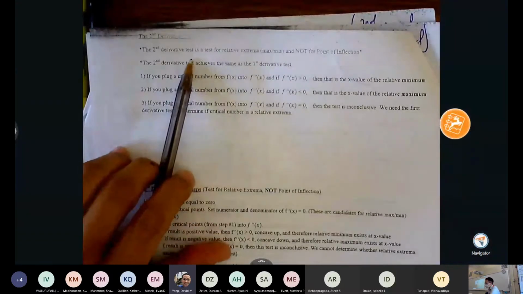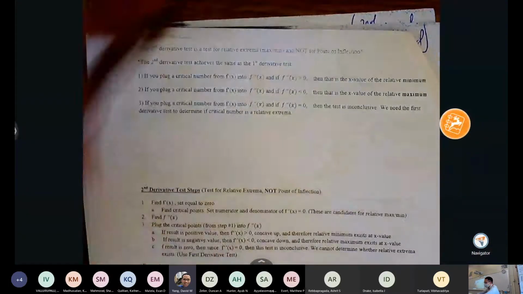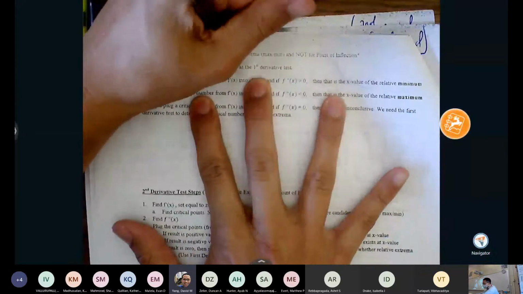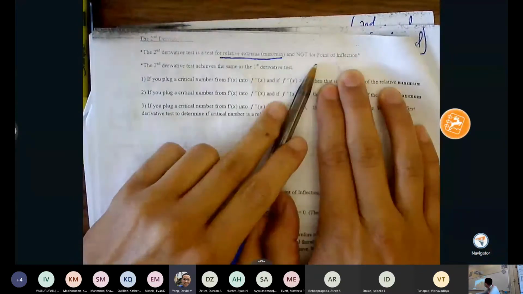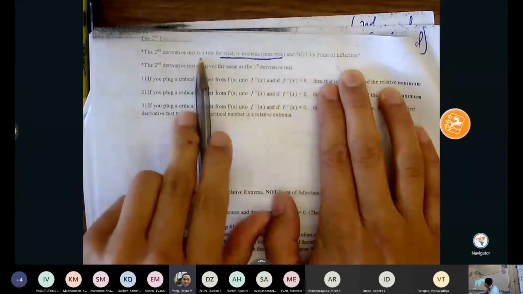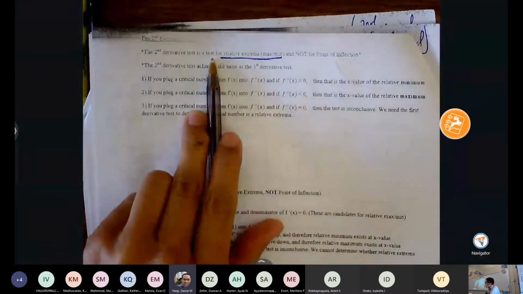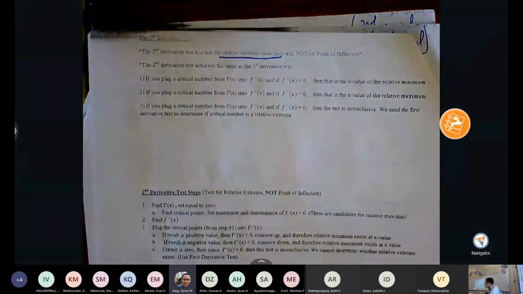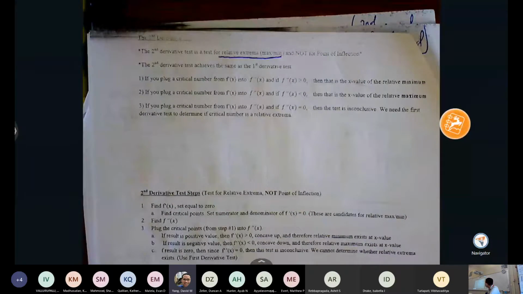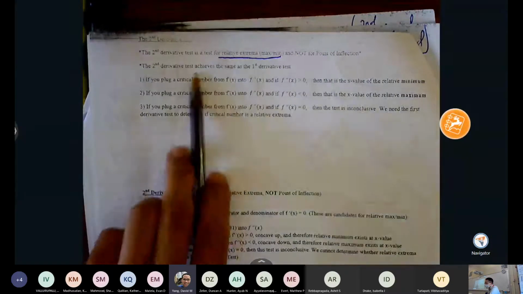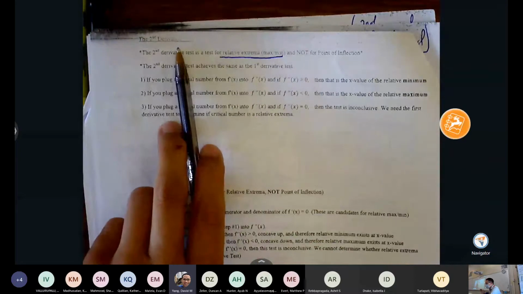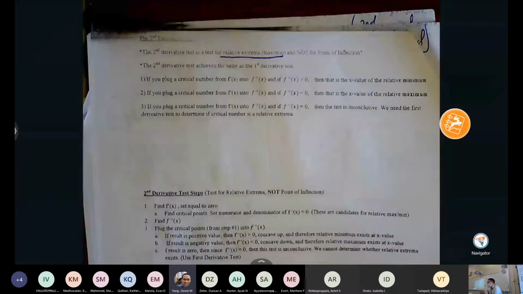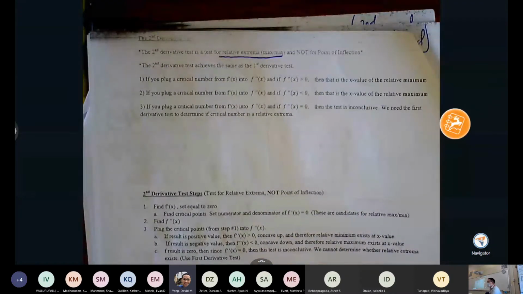So the second derivative test finds relative max and relative min. Okay. Does not find the point of inflection. So it actually does the same thing as the first derivative test, but just through a different method. Okay, achieves the same as first derivative test. Both the first and the second derivative tests are trying to find max and mins of the graph.